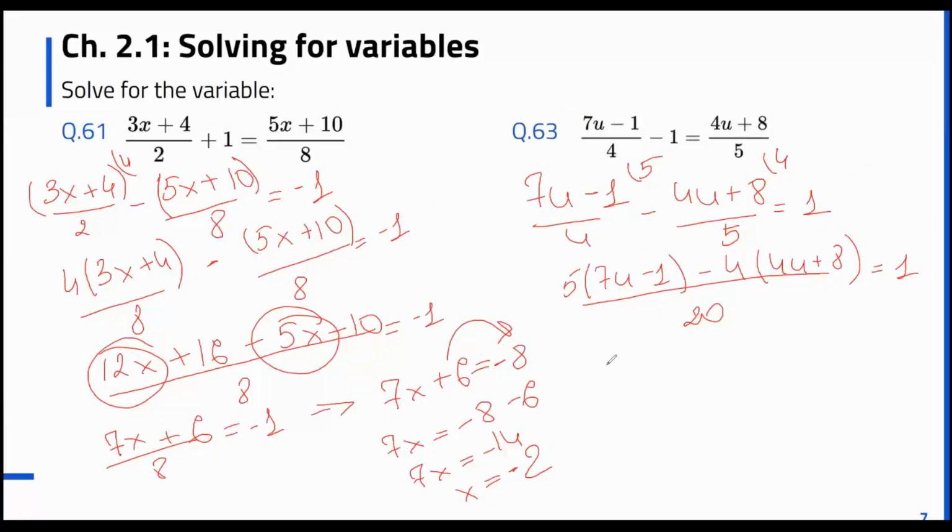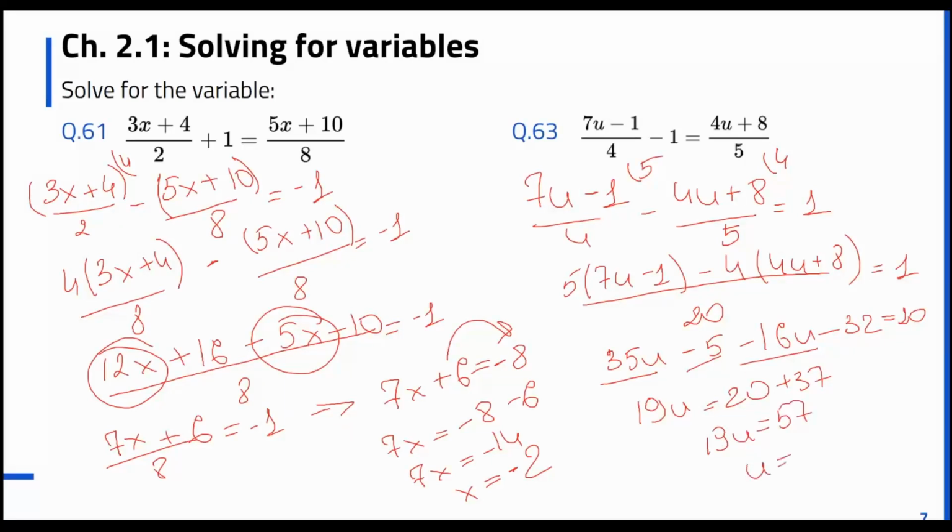So let's simplify the numerator. So it is 35u minus 5 minus 16u minus 32 equals 20. I did two steps in one. 35 minus 16 is 19. And 5 minus 32 is minus 37. So we can have 20 plus 37 here. So 19u is 57. And u is 3.